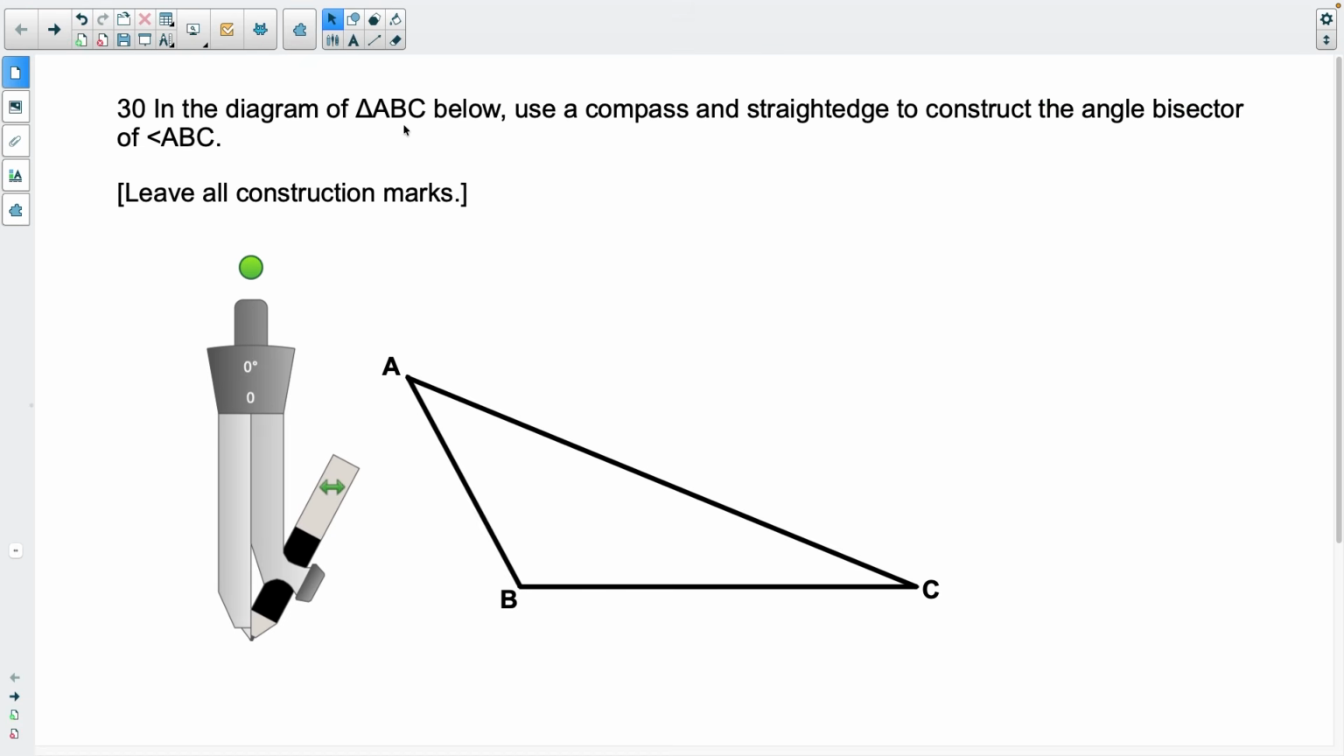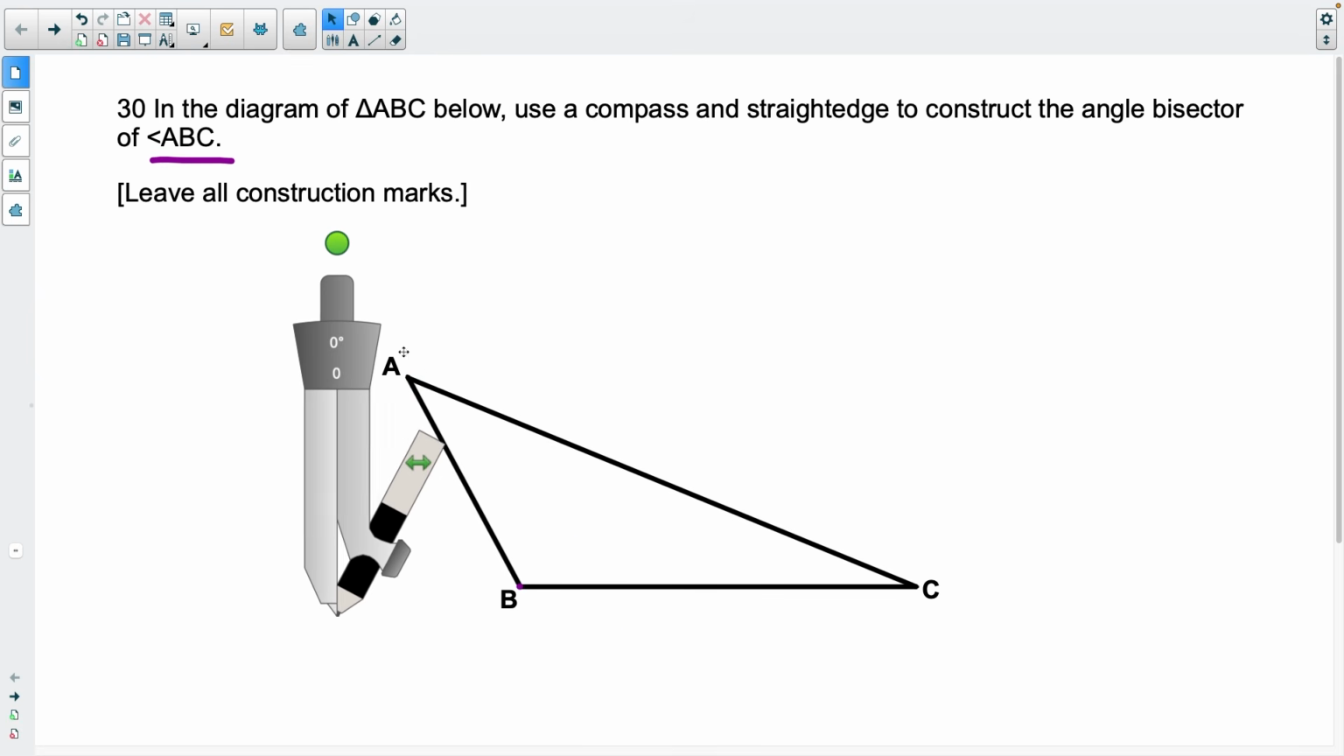Question 30, in the diagram of triangle ABC below, use a compass and straight edge to construct the angle bisector of angle ABC. So for this question, first, it's very important that we actually bisect the correct angle. If they're telling us to bisect angle ABC, that tells us that we are bisecting this angle down here. So we're going from A to B to C. So this is the angle that we're going to cut in half.